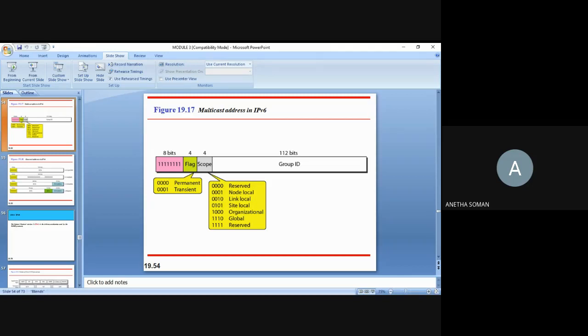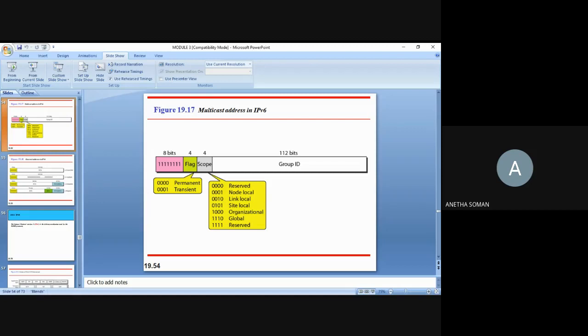Okay. Now what are the various fields in this multicast addressing? The first field, all ones, is 8 bits, and it denotes a multicast address. Now the second field is the flag field. It defines the group address. It can be either a permanent address or a transient address. 4 bits are meant for that. Now the third field denotes the scope of the group address. And finally, 112 bits are used for the group ID.